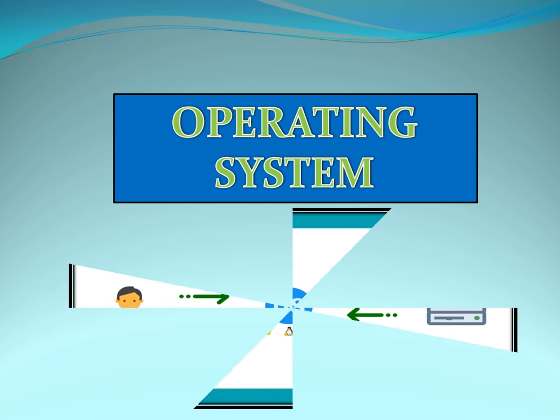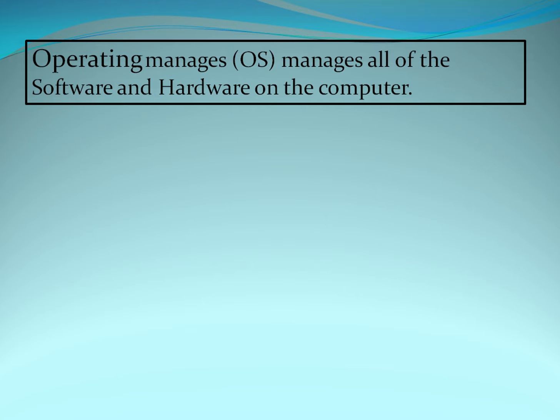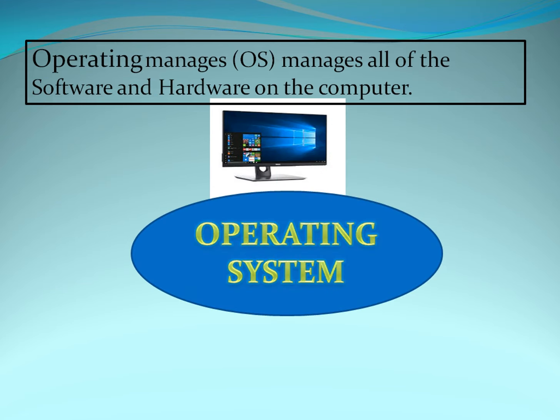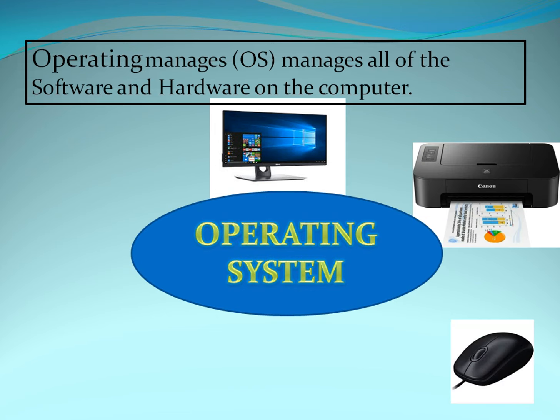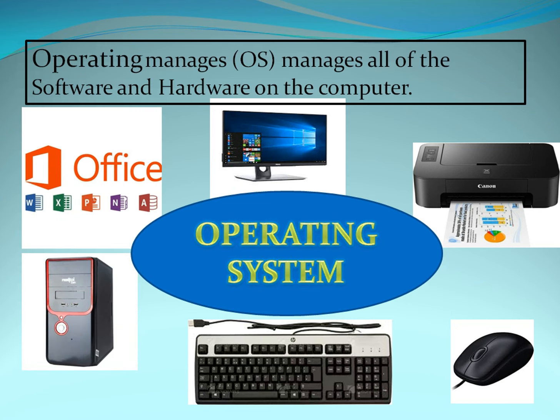To communicate with the computer, we need an operating system. The operating system acts between the users and the machine. It can also be called an interface between the users and the computer. The operating system manages all the software and the hardware of the computer. As on the screen you have seen, the operating system acts as the middleman which controls the desktop, printer, mouse, keyboard, CPU and the application software.